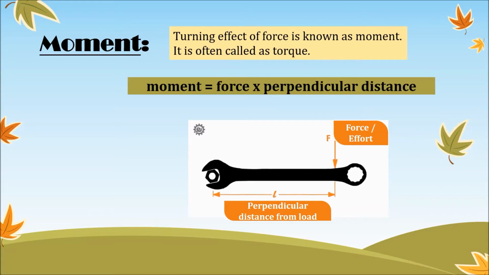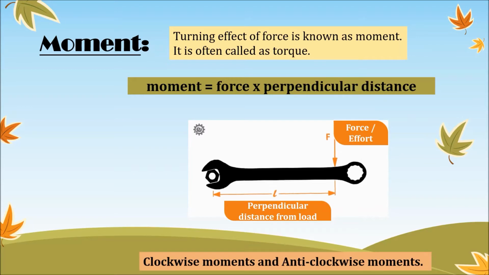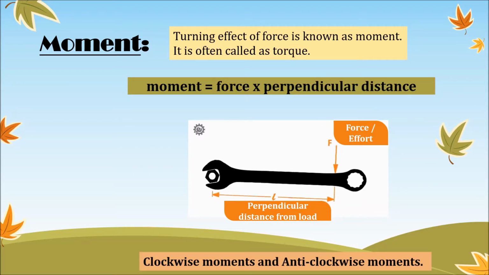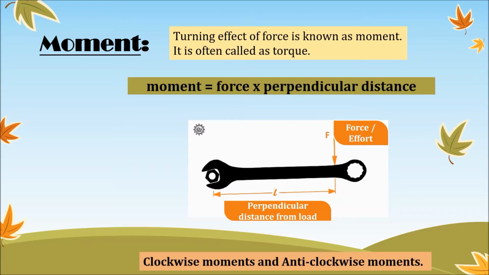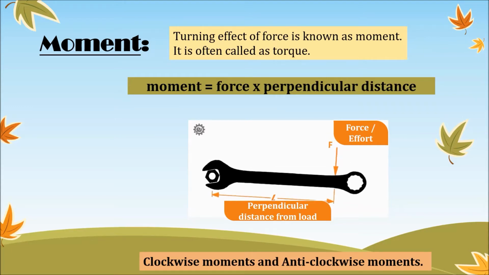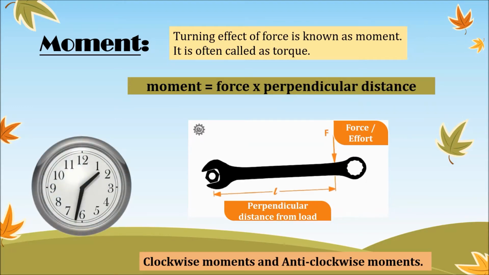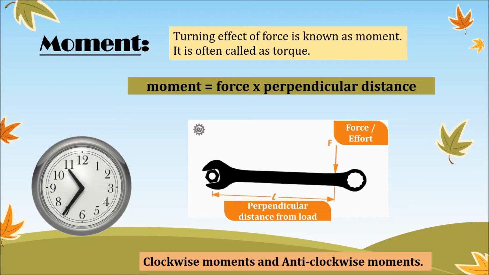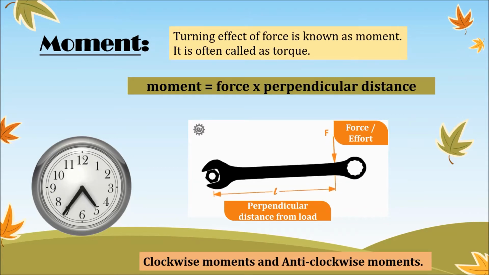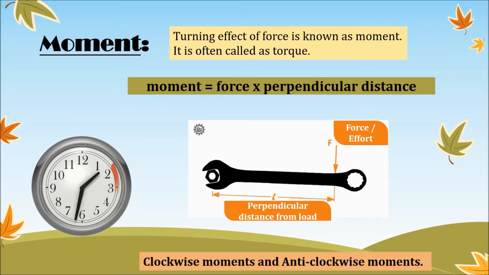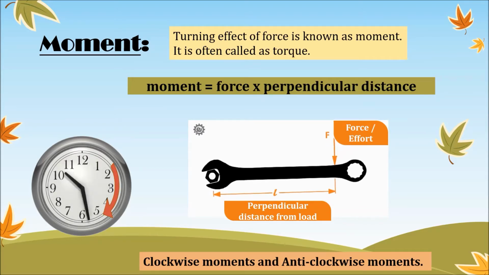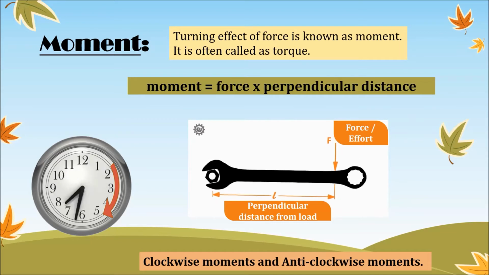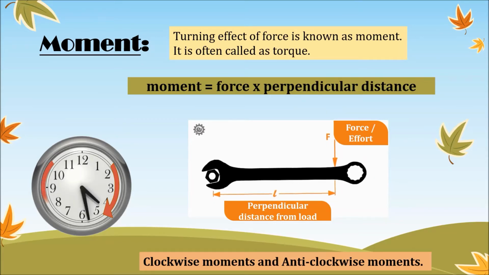Moving ahead, turning effects could be in two directions, clockwise and anti-clockwise, and we call them clockwise moments and anti-clockwise moments. See the direction of motion of hands of a clock. This is called clockwise, and the direction opposite to the motion is called anti-clockwise.